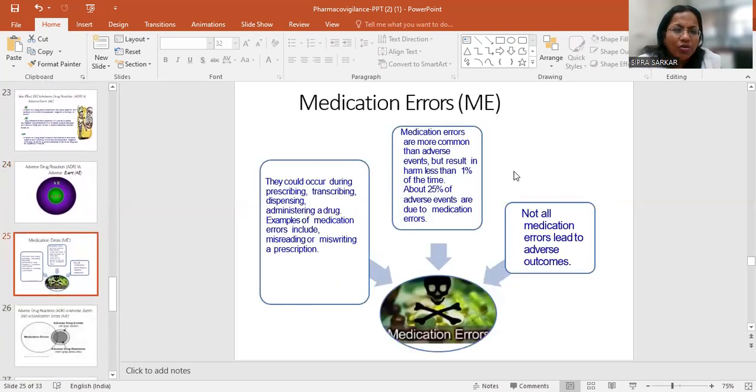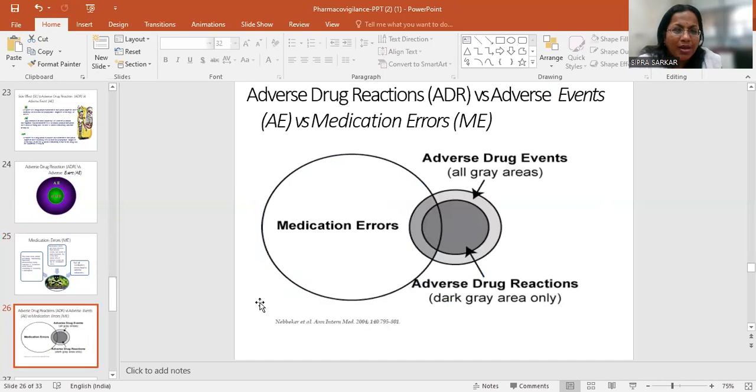So medication errors are obviously there. With medication errors, there may be problems in prescribing, transcribing, dispensing, and administration of the drug. Misreading and miswriting of prescriptions lead to medication errors. Best results show less than 1% at a time and 5% adverse results due to medication errors. Not all medication errors lead to an adverse outcome, but they should be monitored very well.